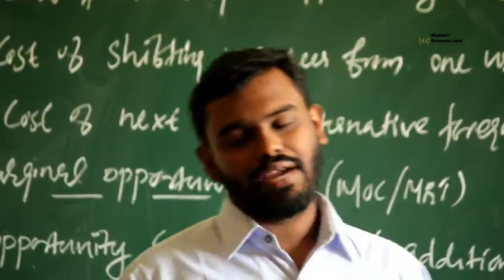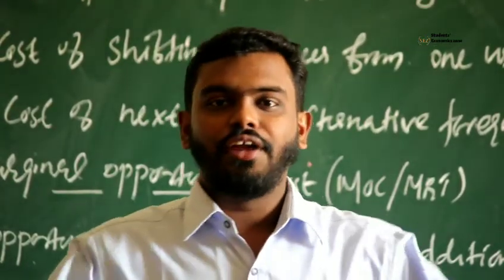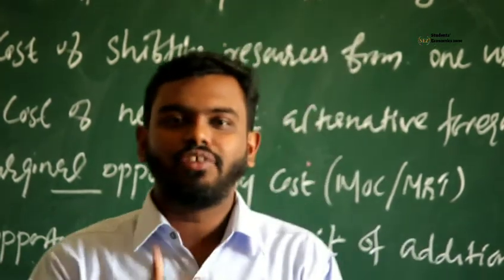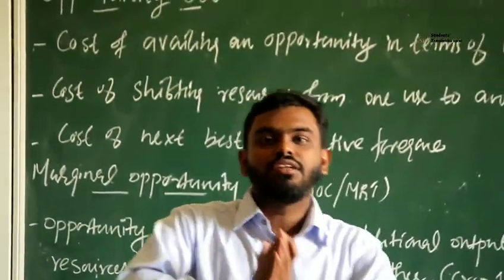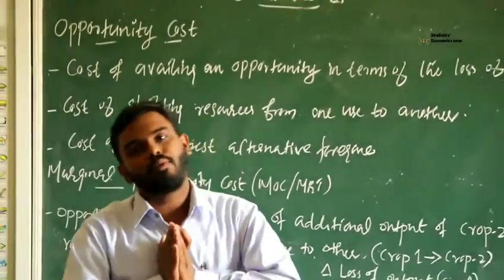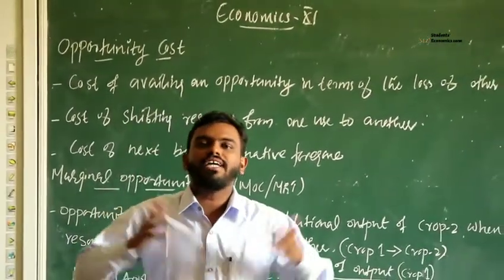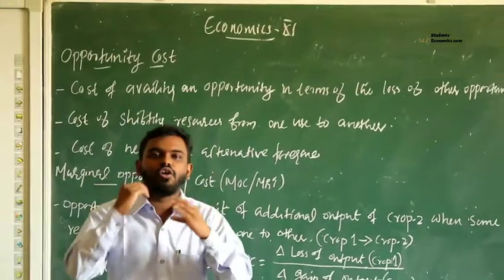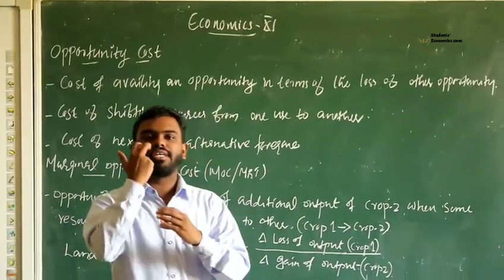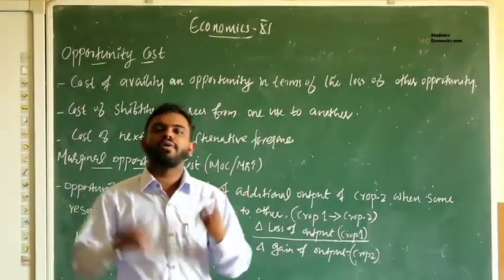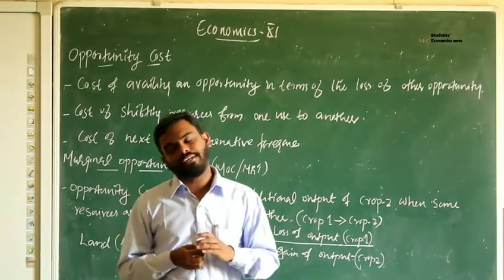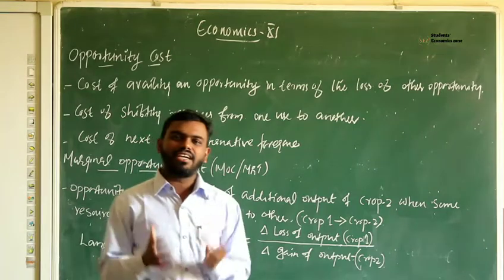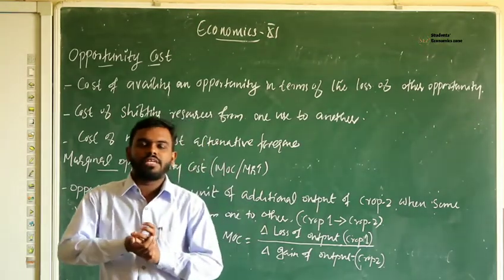Hi students, welcome back to economics class. Today in this video we are going to discuss what is opportunity cost and what is the relation of this opportunity cost with the production possibility curve. So what is production possibility curve? It is the locus of combinations of two commodities which an economy can produce by using its entire resources and technology. Yesterday we discussed the shape of the production possibility curve.